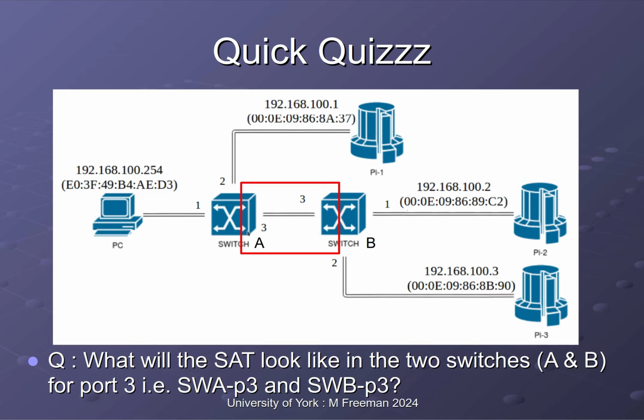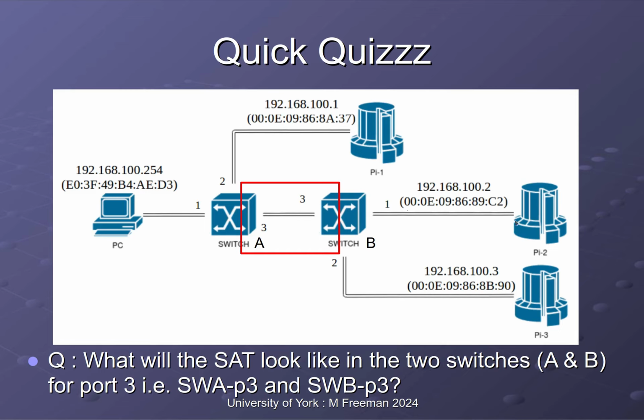So remember that a switch learns what is connected to what port on the switch by examining the source MAC addresses of the packets coming in on that port. So port 1 and 2, nice and simple. The PC will send a packet to that switch. So all source addresses on this port will come from the PC, because the only thing connected to that port is the PC. Same for port 2. The only thing that will be sending data to the switch will be Pi 1. But for this one here, Pi 2 and Pi 3 are connected to switch B, which is then connected to our second switch.